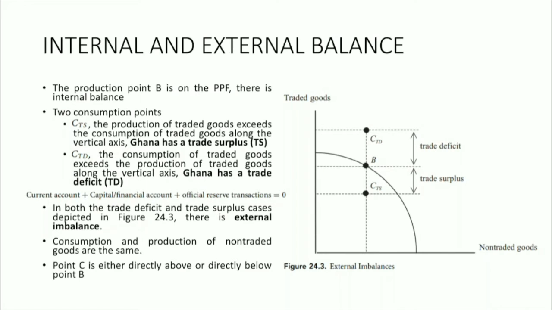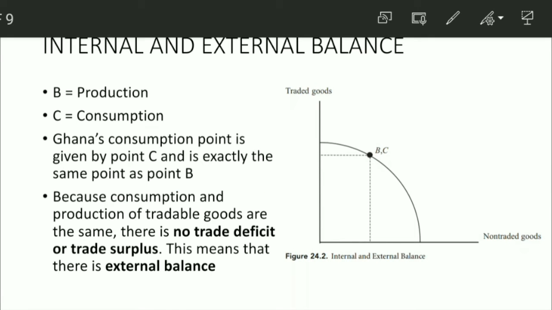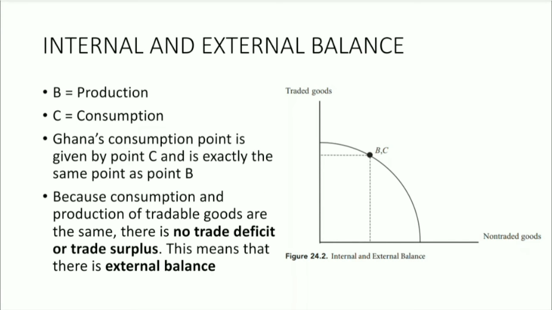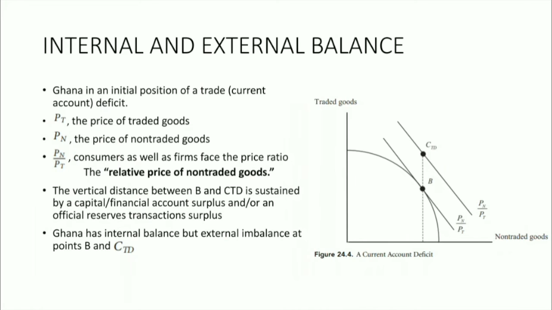So different from the previous figure, in this one, in both the trade deficit and trade surplus cases, there is external imbalance this time. As always, consumption and production of non-traded goods are the same, as we stated in the first explanation. Therefore, point C is either directly above or directly below point B. Okay, now let's take a look at the next figure, 24.4.